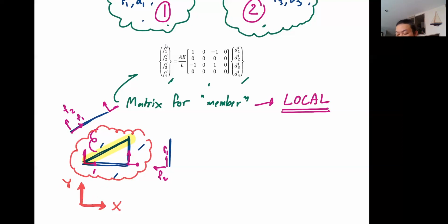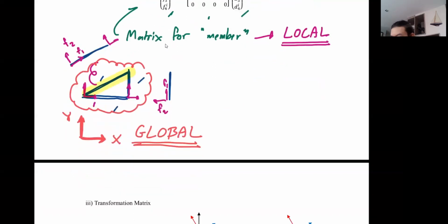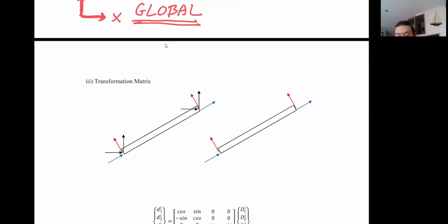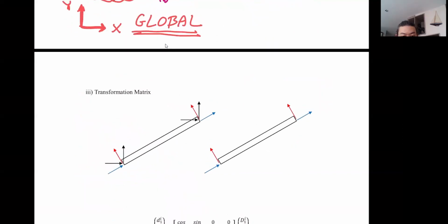So the system for one member, we call it local. We need to bring this into the system of the entire structure. That is what we call the global system. Okay. So from this on, I am going to twist the member a little bit. So let's say now we have the member lying in any direction like that. Okay.